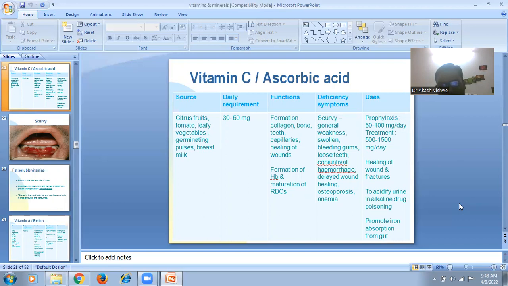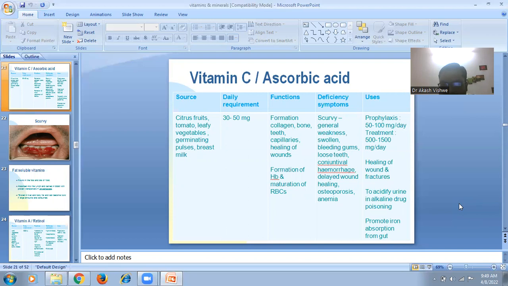Now, here we have the deficiency symptoms of vitamin C. The specific disease is known as scurvy, which occurs due to deficiency of this vitamin. The symptoms of scurvy are general weakness, swollen and bleeding gums, loose teeth, conjunctival hemorrhage. It can also cause delayed wound healing, osteoporosis, and anemia. So these all are the symptoms of the specific condition known as scurvy.